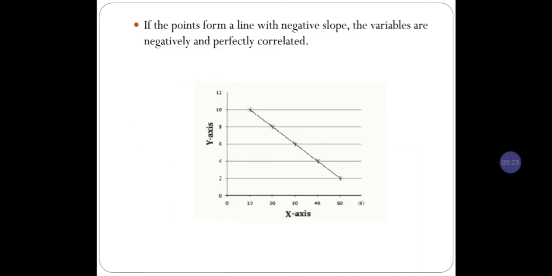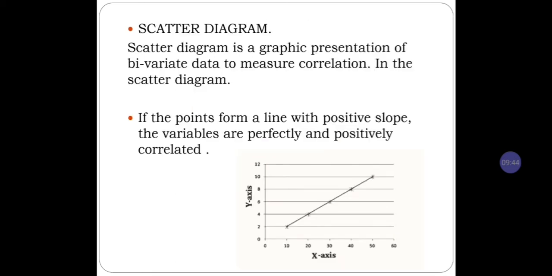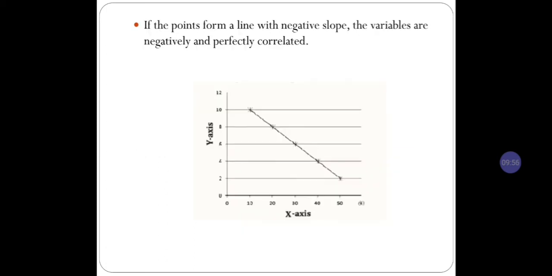Next, if the points form a line with a negative slope, the variables are perfectly and negatively correlated. See here the first one, it is from 0 to 60, it is upward sloping. If my curve is upward sloping, then it is said to be a positive slope. See the next one, my slope is from greater number to lowest number. That time it is said to be a negative correlation.